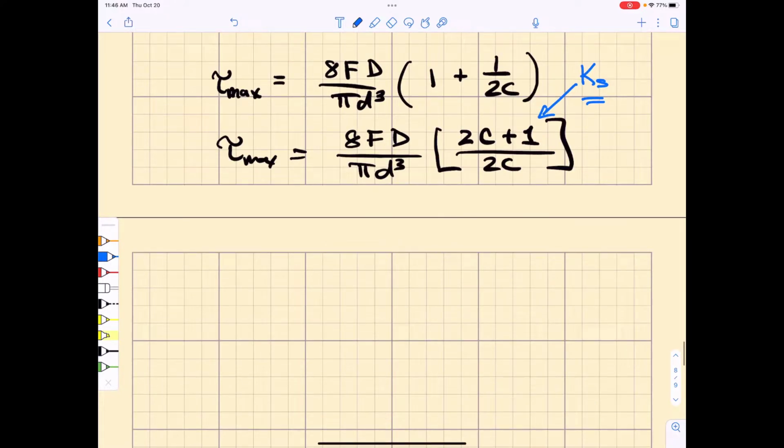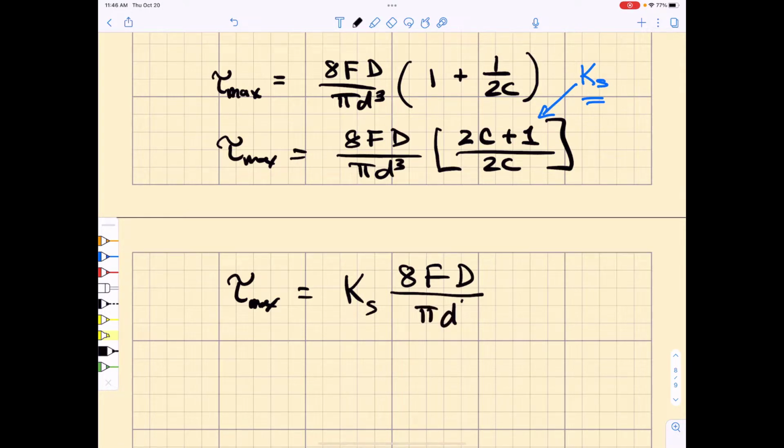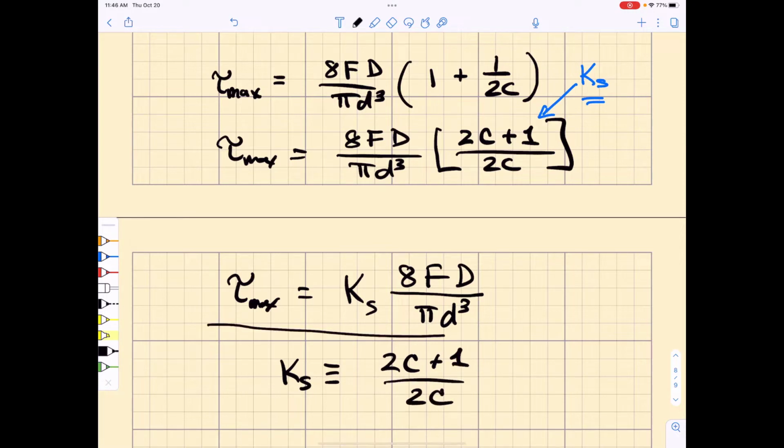So we can rewrite this maximum shear stress equation as Ks, the shear stress correction factor, times 8 times the applied load, the spring coil diameter capital D, divided by pi lowercase d cubed, that is the wire diameter, with this shear stress correction factor being defined as 2C plus 1 over 2C. So that's one step that we can take to express the maximum shear stress.